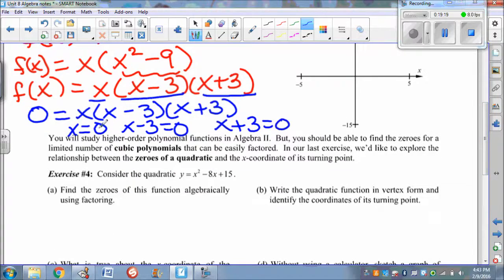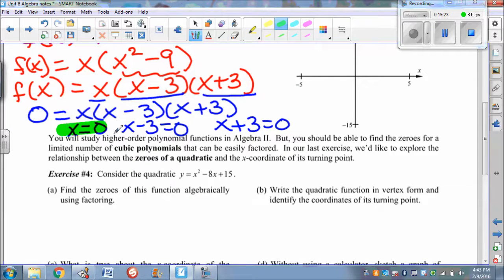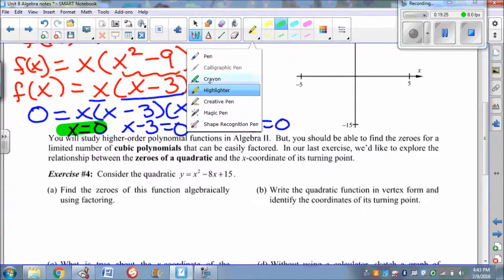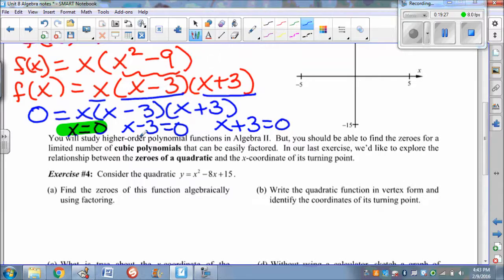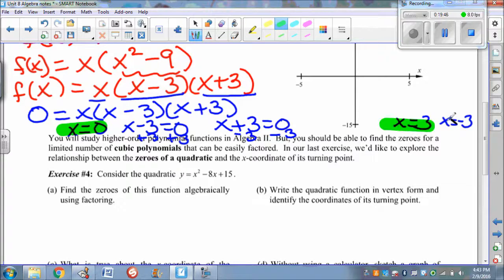And if we solve this, I see that one of my solutions is already done for me. This one, if I add 3 to both sides, I get x equals 3. This next one, subtract 3 from both sides, and get x is equal to -3. 3 solutions to this.